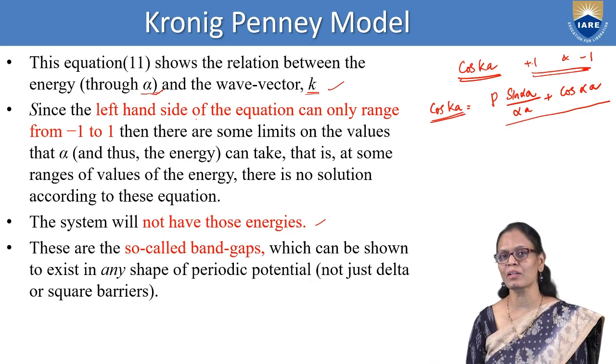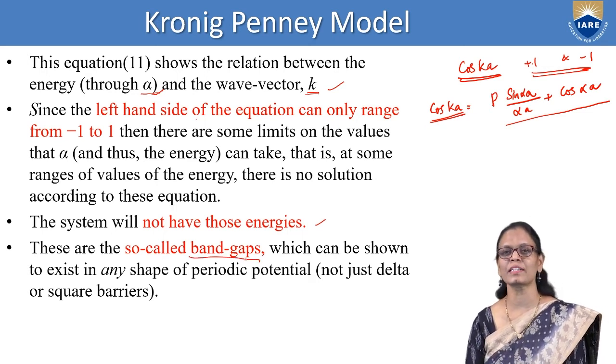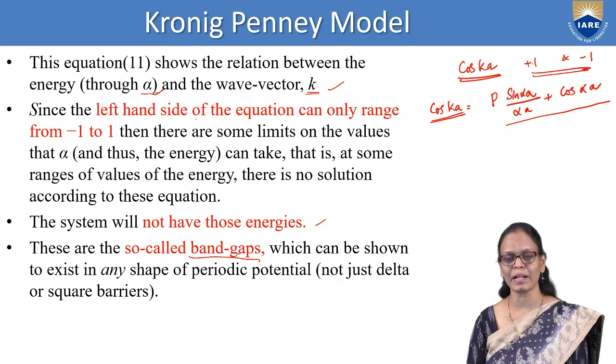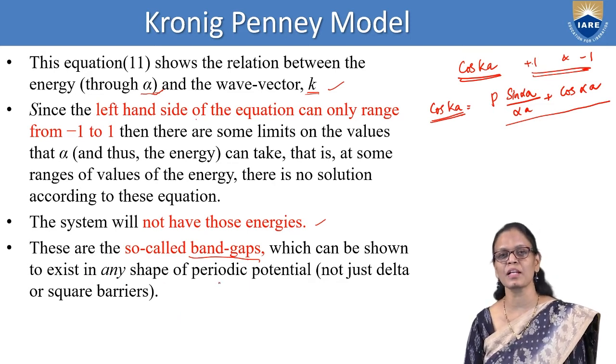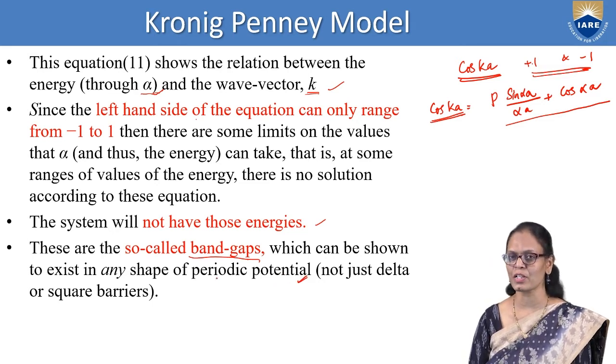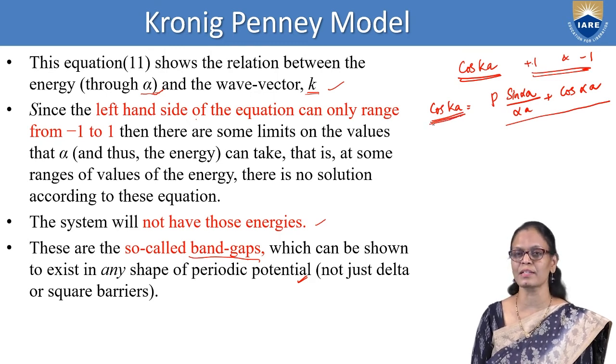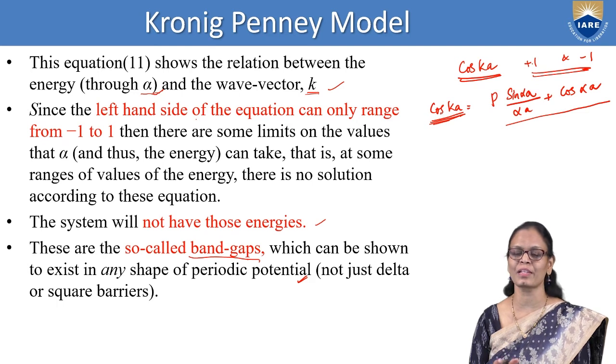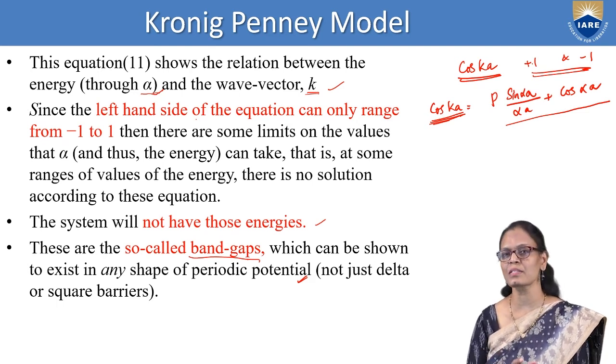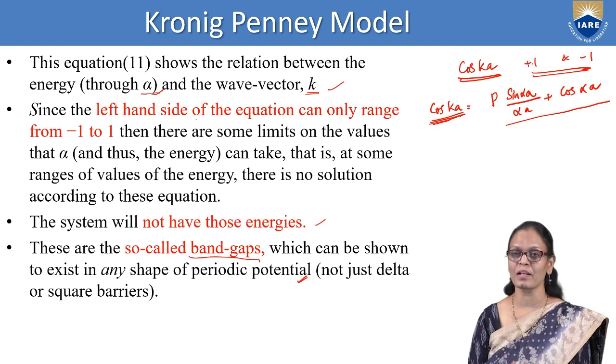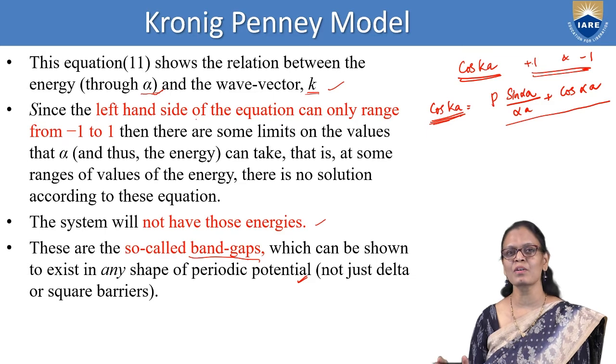So wherever the energies are not allowed, there is a gap, which we call a band gap. They are called band gaps, and they can be shown to exist in any shape of periodic potential. Whenever we are talking about a periodic potential, because of this condition, there may be certain regions where energies are allowed and certain regions where energies are not allowed. You cannot find the electrons in such regions. So they are now separated as bands. In the energies you will have allowed bands and also gaps, which we call forbidden bands.